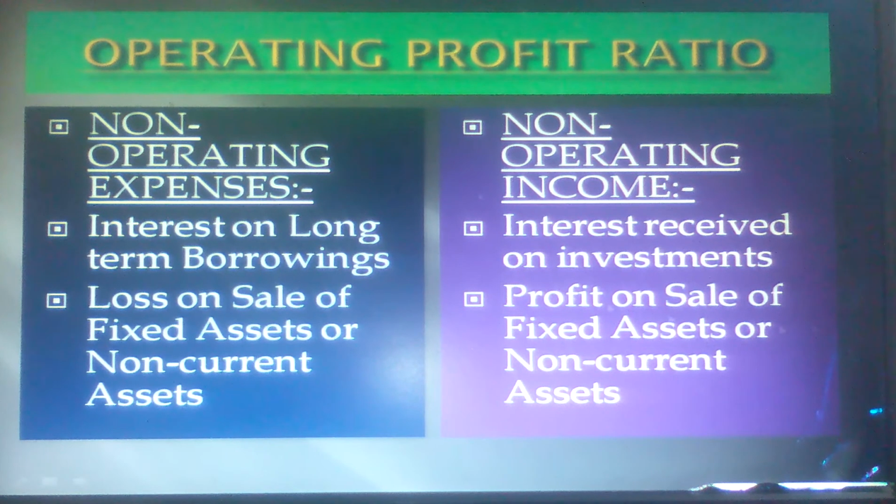Similarly, what is the meaning of non-operating income? The interest received on investments. Any investment, you get the interest. Then profit on sale of fixed assets. See, a loss on sale of fixed assets is a non-operating expense, and here, as income, profit on sale of fixed assets or non-current assets. That's why, what is the meaning of non-operating expenses and non-operating income? They are not through the business, correct? It is not through the business, that's why it is called non-operating. These are non-operating expenses and non-operating income.